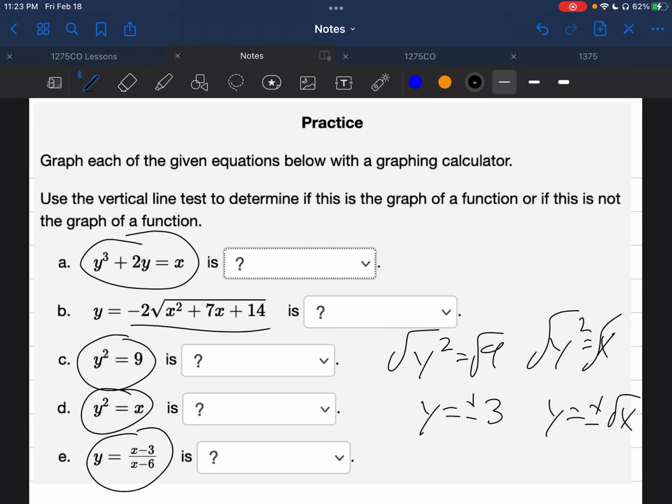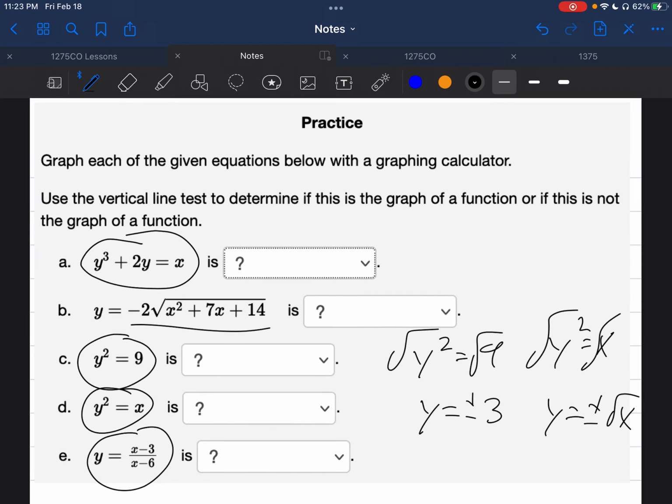This over here is a little bit tricky. So that's something we will cover later on.